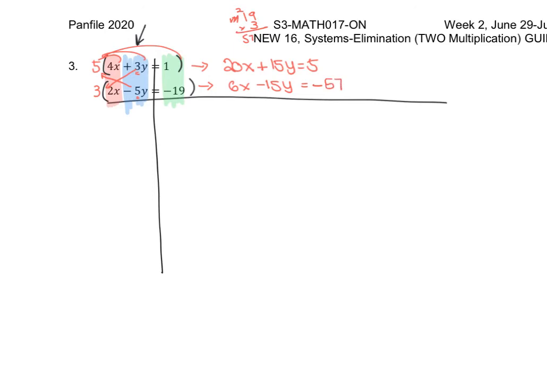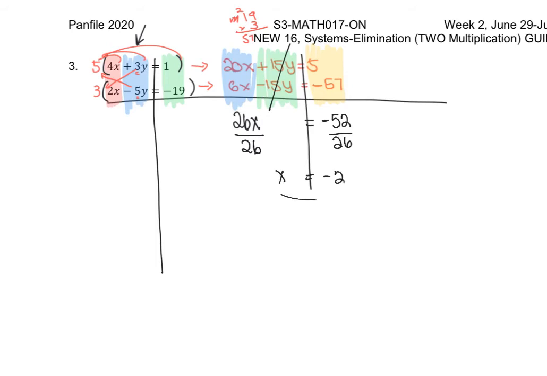All right. Now looking at this, I have my columns. I already know I'm good to go with the elimination piece because I have my matching numbers, opposite signs, so those zero out, and then 20x and 6x is 26x. Negative 57 plus 5 is negative 52. I divide both sides by 26, and I get x equals negative 2.